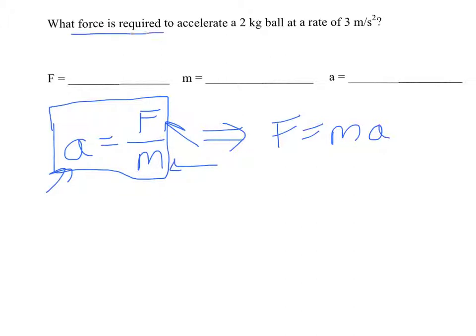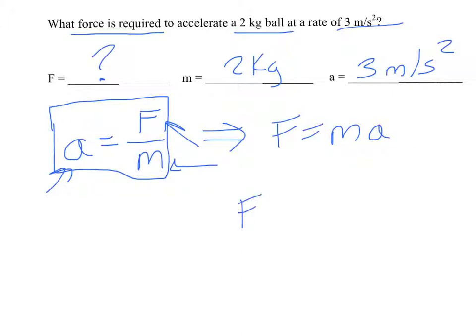So what force is required? Okay, so we don't know F. To accelerate a 2 kilogram ball, 2 kilograms is a unit of mass, at a rate of 3 meters per second squared, that is the unit of acceleration. So we have all these filled in, and then we just plug into our equation.